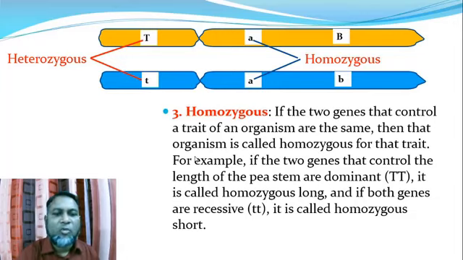Next we explain homozygous. If the two genes that control a trait of an organism are the same, then that organism is called homozygous for that trait. For example, if the two genes that control the length of the pea stem are dominant, capital T, it is called homozygous long. And if both genes are recessive, small t, it is called homozygous short.